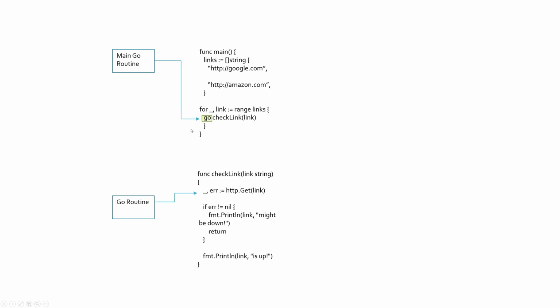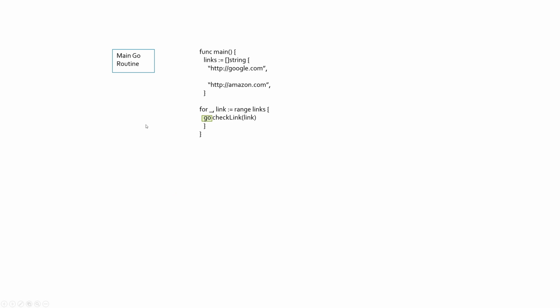So now this is the code change that we will have to make in our code here. In the for loop, whenever we call the checklink function, we want to place the new go keyword in front of it. And the go keyword means to run this function in a new Go routine.